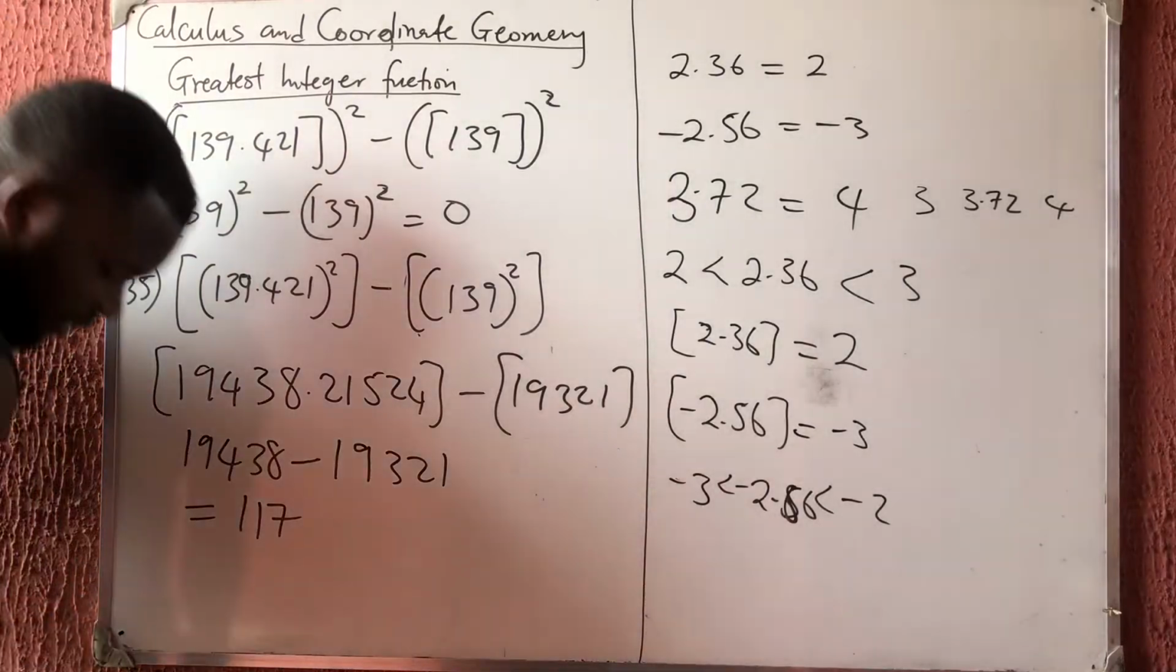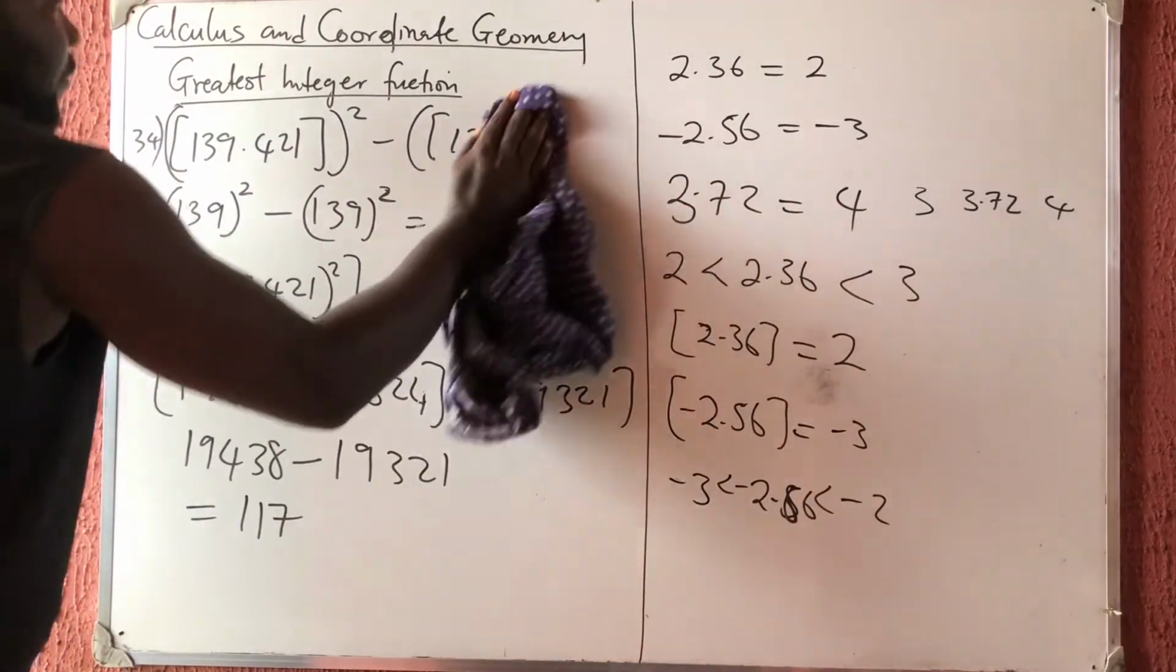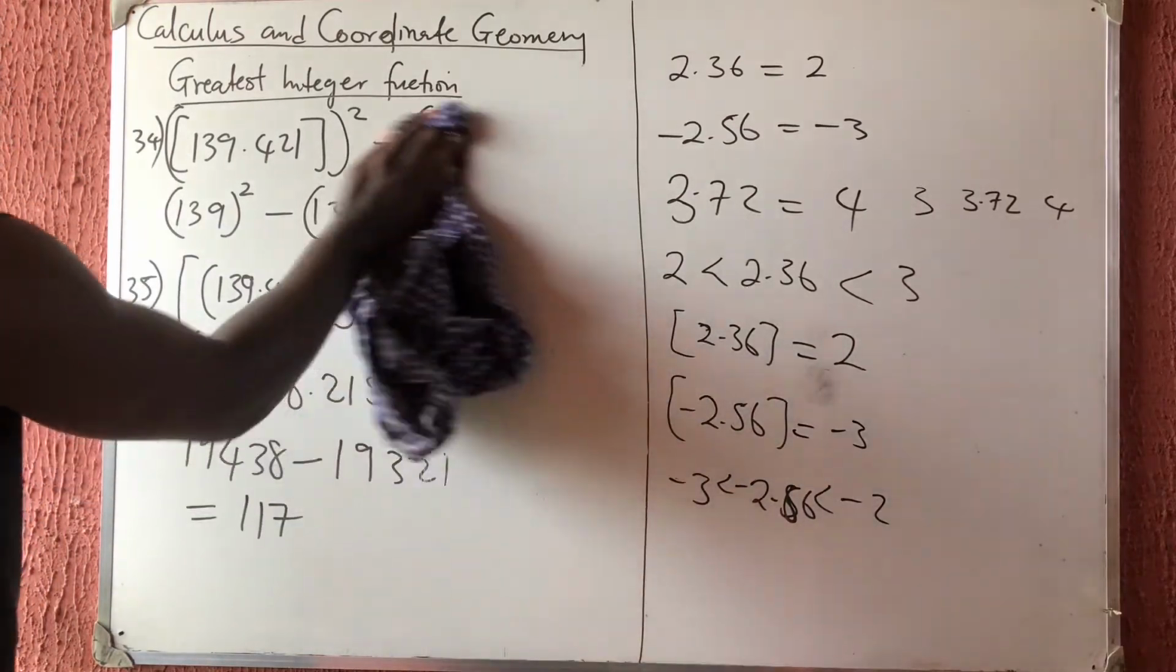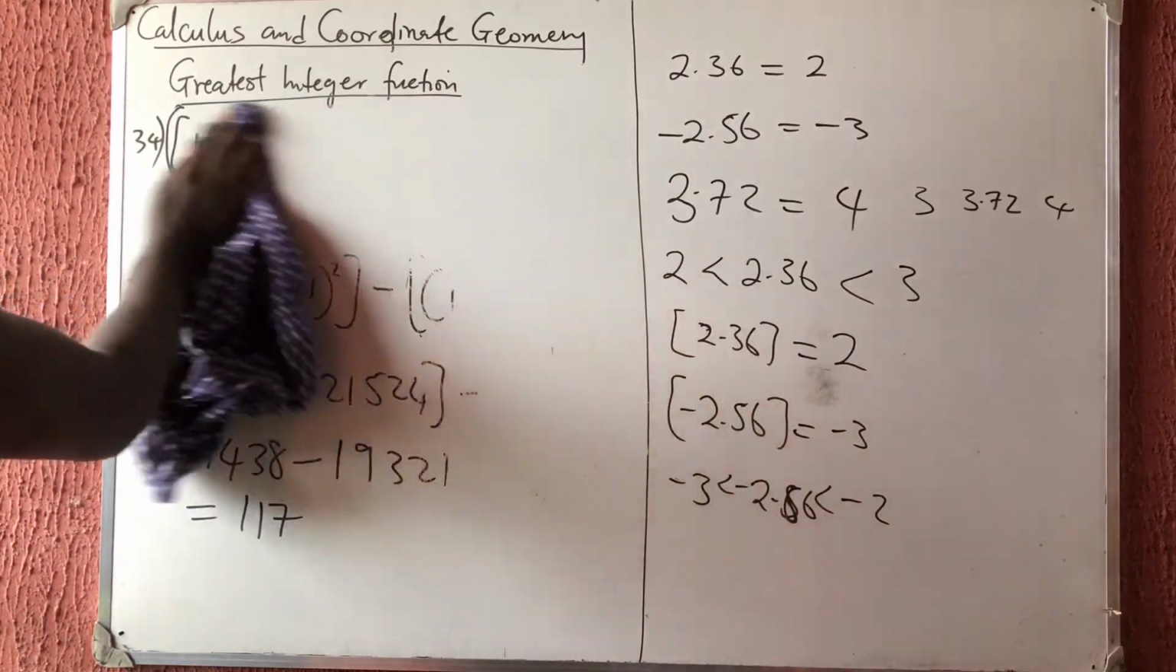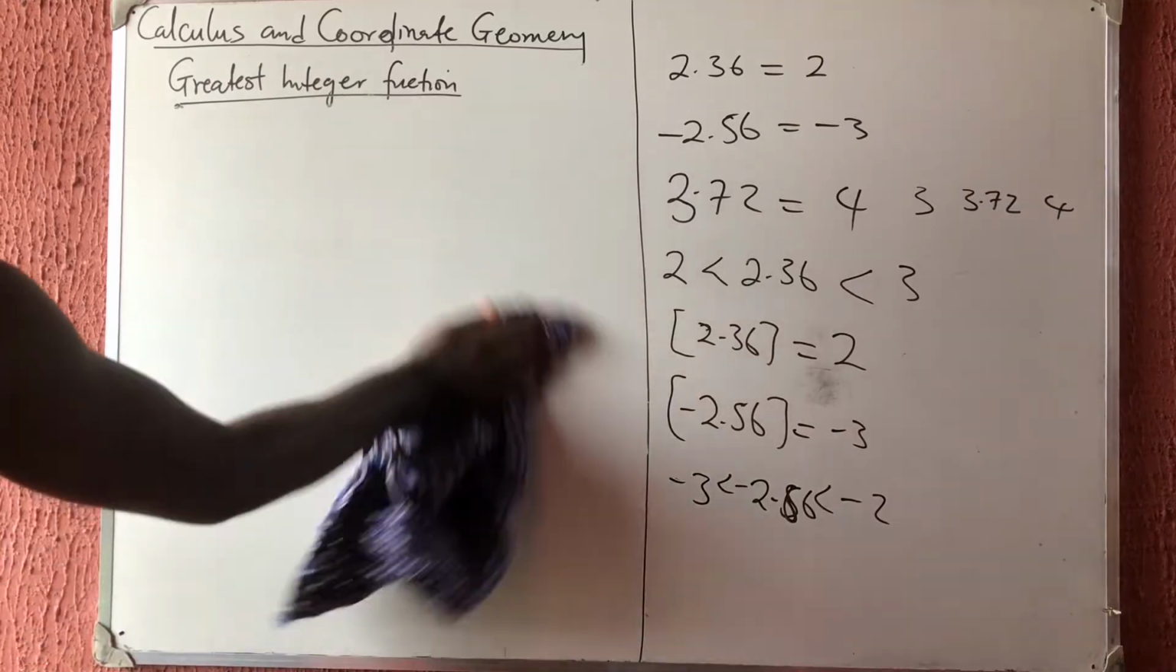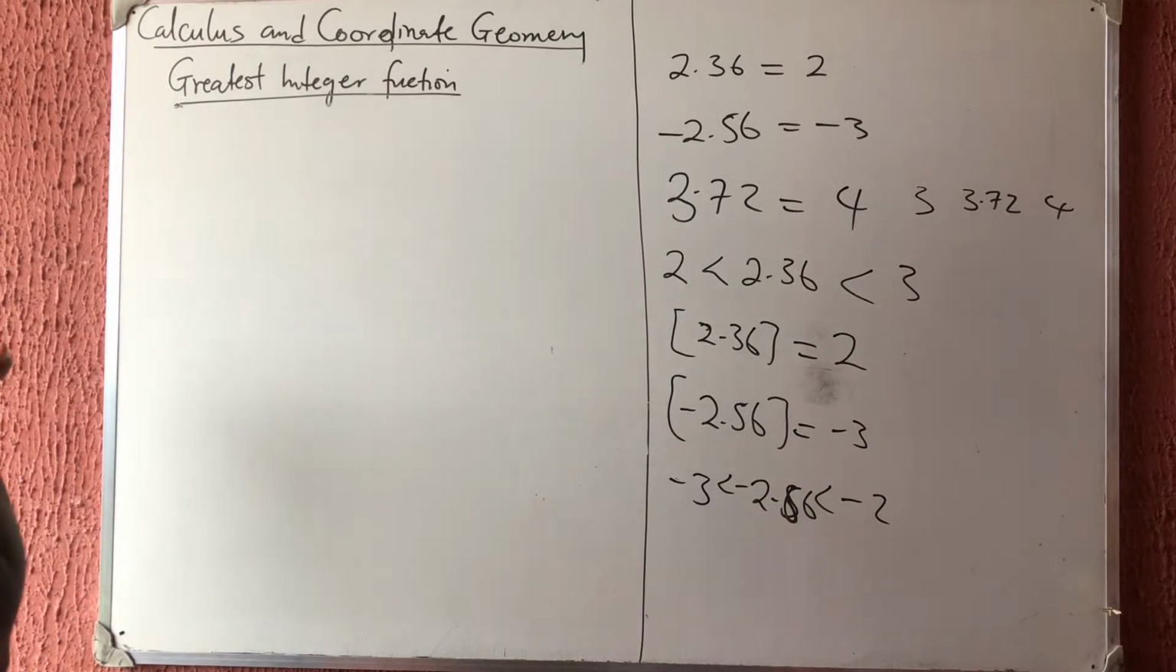So it's very simple. The greatest integer function should be the first thing you look out for in your exam, okay? And then you solve it immediately because it is very, very simple to solve. So we go to the next question.